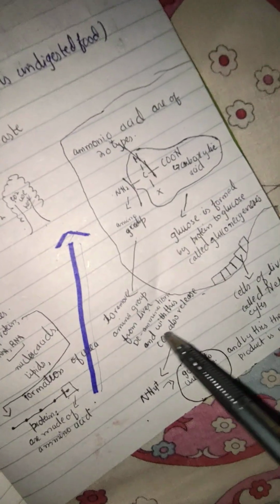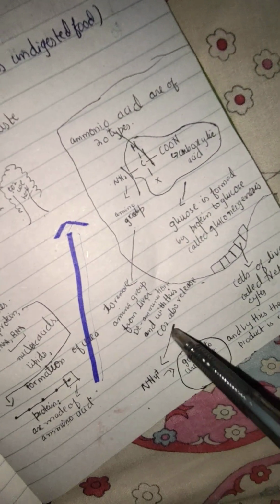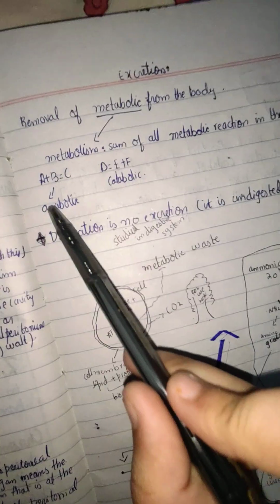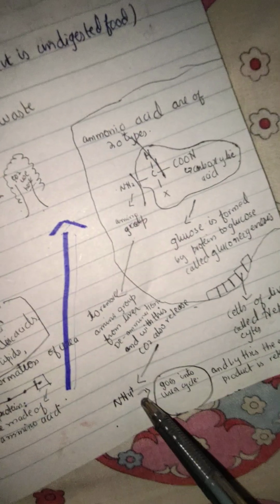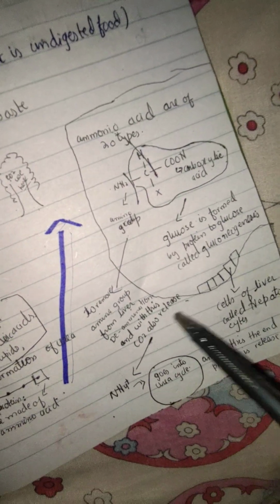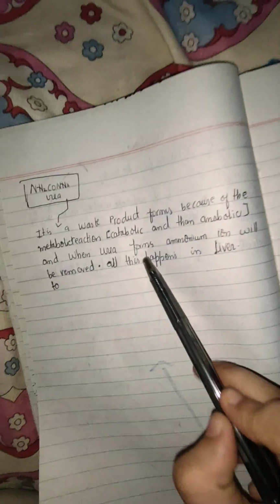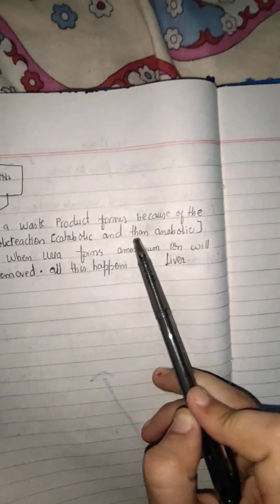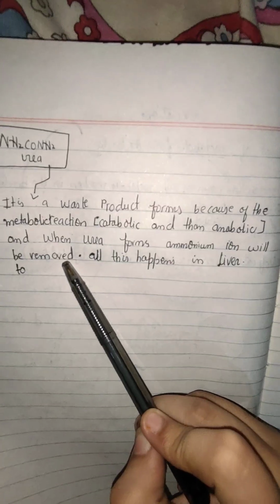After that, here NH4 will be combining with carbon dioxide, like A plus B is equal to C. NH4 is A and this is B, and it will form the C product, that is urea. So finally, firstly by catabolic and then by anabolic reaction, urea is formed.